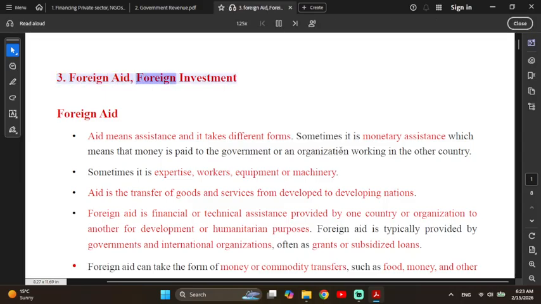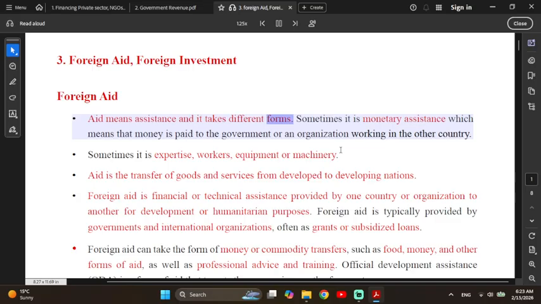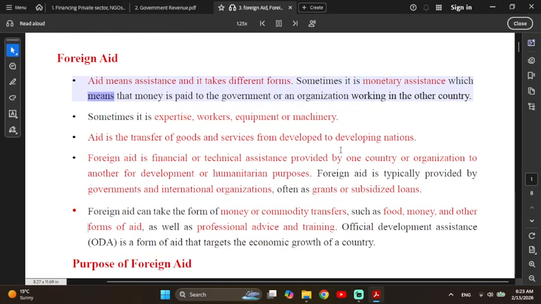3. Foreign aid, foreign investment. Foreign aid. Aid means assistance and it takes different forms. Sometimes it is monetary assistance, which means that money is paid to the government or an organization working in the other country. Sometimes it is expertise, workers, equipment, or machinery. Aid is the transfer of goods and services from developed to developing nations.